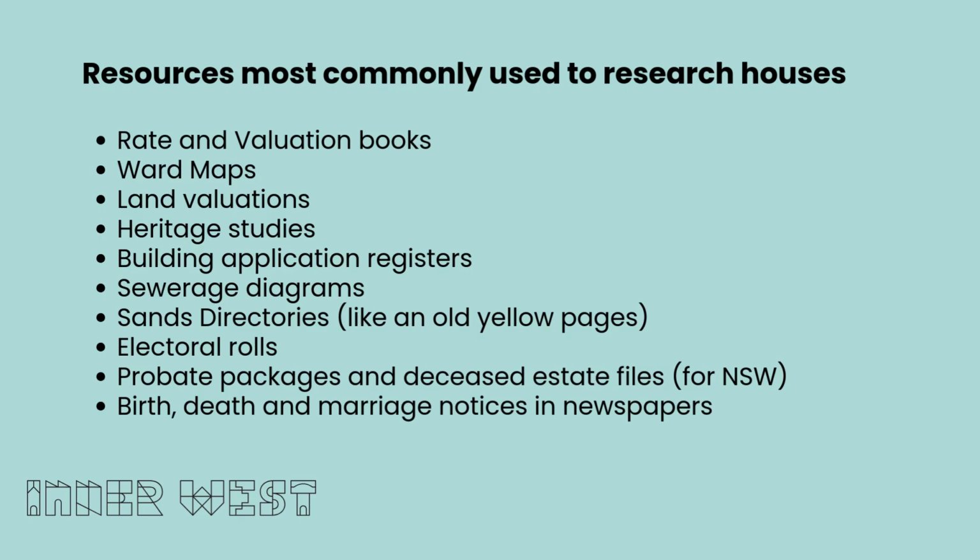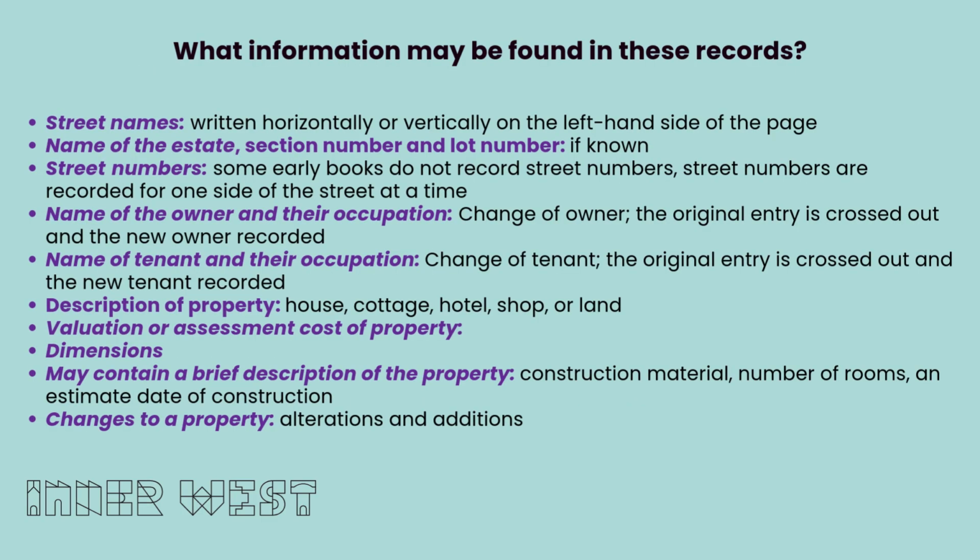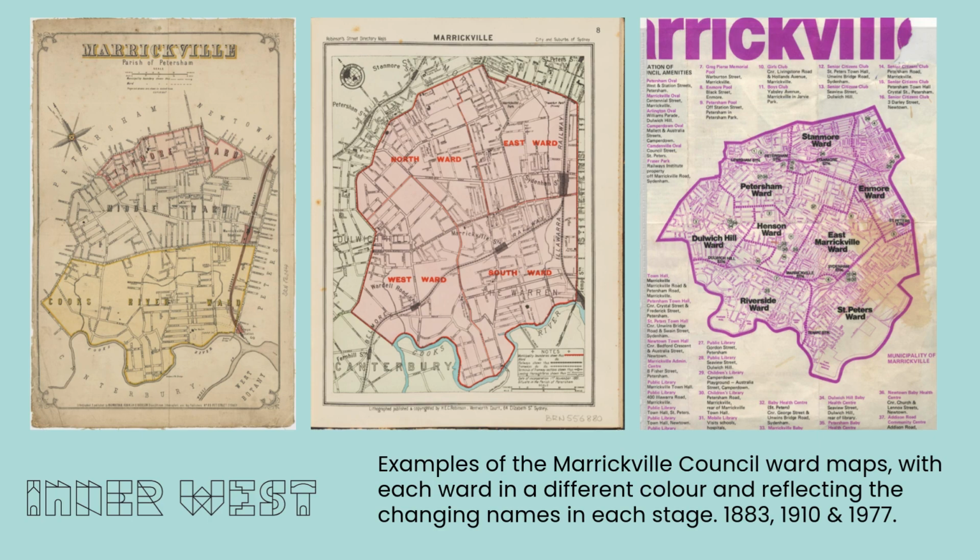These are the most commonly used documents available for house histories. This is the general information that can be found in these records, including the street names, written horizontally or vertically on the left-hand side of the page, the name of the estate, section number and lot number. Street numbers, as some of these early books do not record street numbers. The name of the owners and their occupation, sometimes crossed out when new owners are recorded. The names of tenants and their occupation. Description of the property, the valuation or assessment costs of the property, dimensions, and may have a brief description of the property as well.